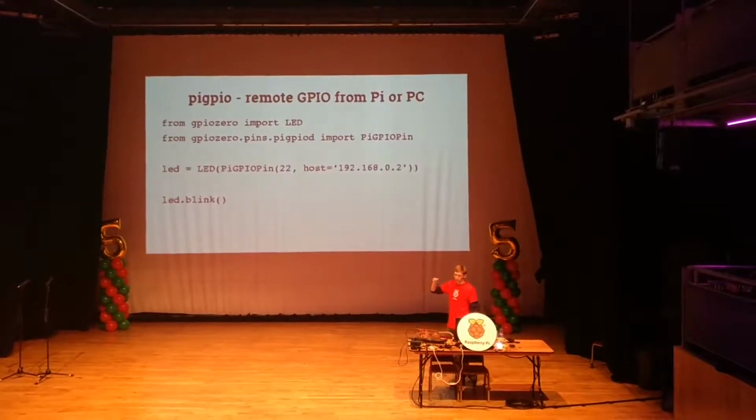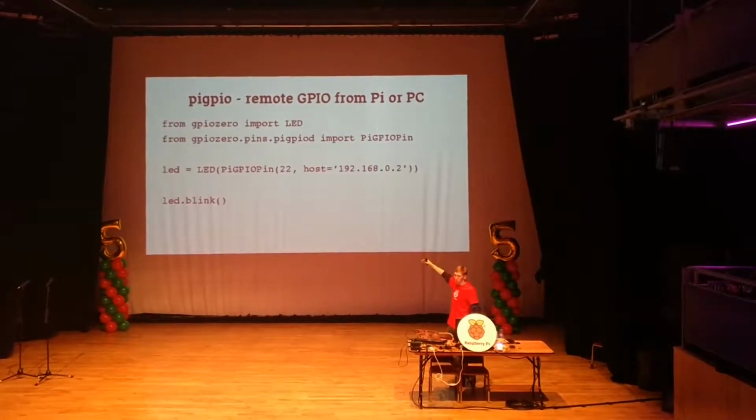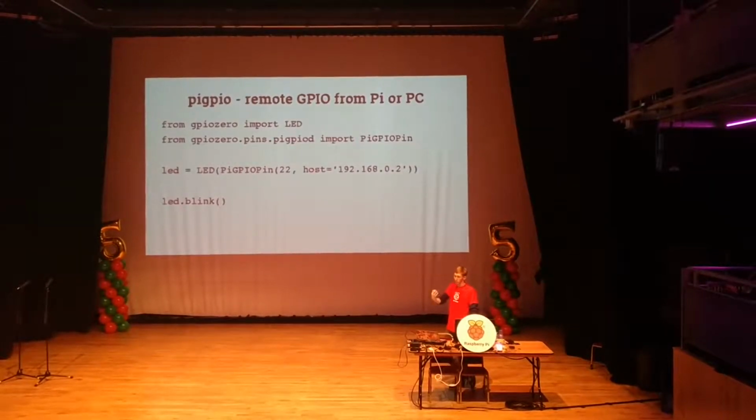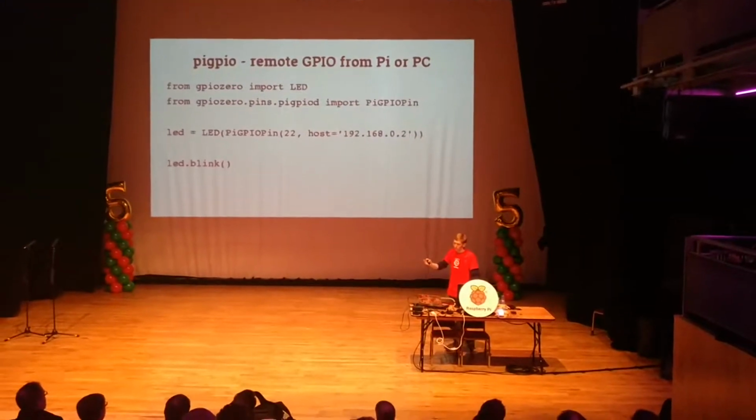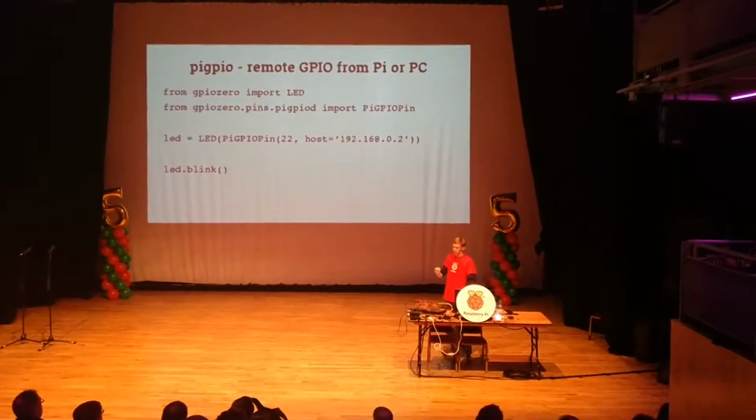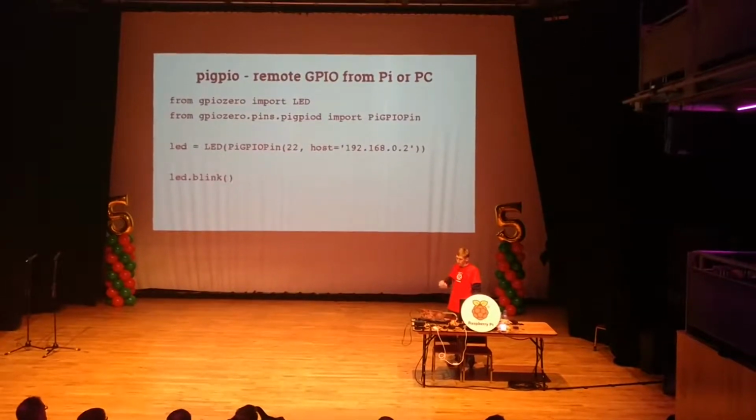You say, for instance, pin 22 on this IP address. Make you an instance of an LED that belongs on you, that's running on your PC, on your Python. It's not doing it over SSH. Your Python is running, it's got that object. You can control it exactly the same way.